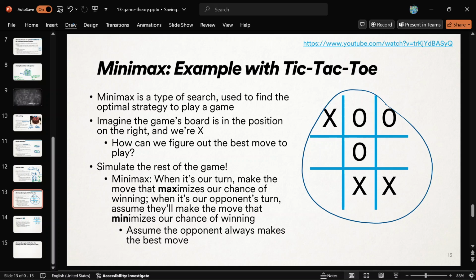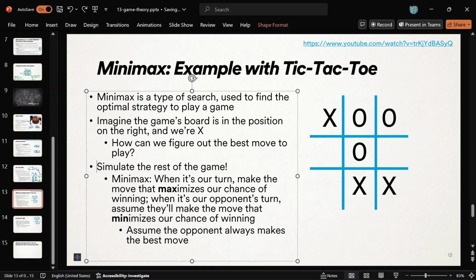X goes first in this example. And so we want to determine, should I go here, here, or here? I think you can see where you should be going, but let's find a way to algorithmically determine this. So how can you find the best move no matter what your game board looks like? The answer, for tic-tac-toe at least, is to just simulate the rest of the entire game. You got 3 options for X. Well, all right.